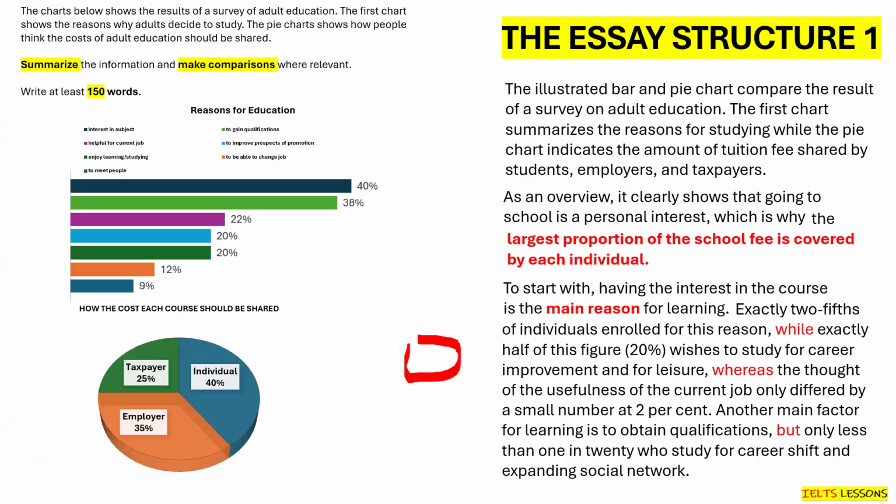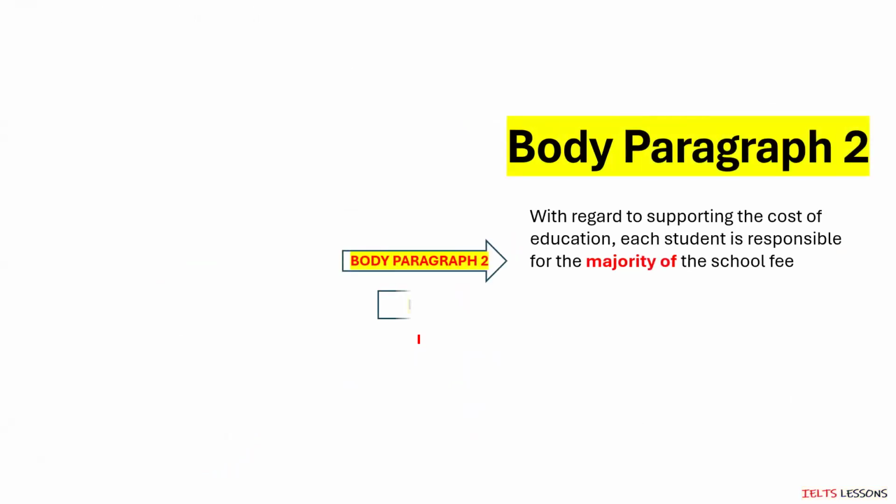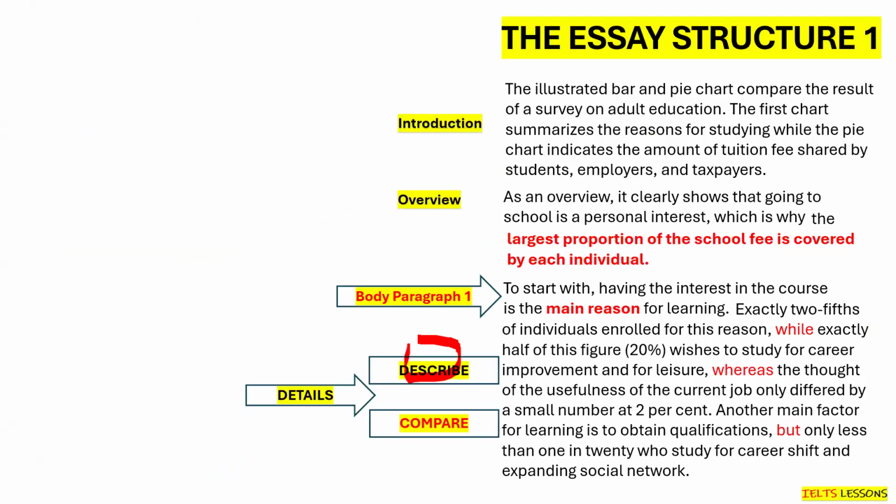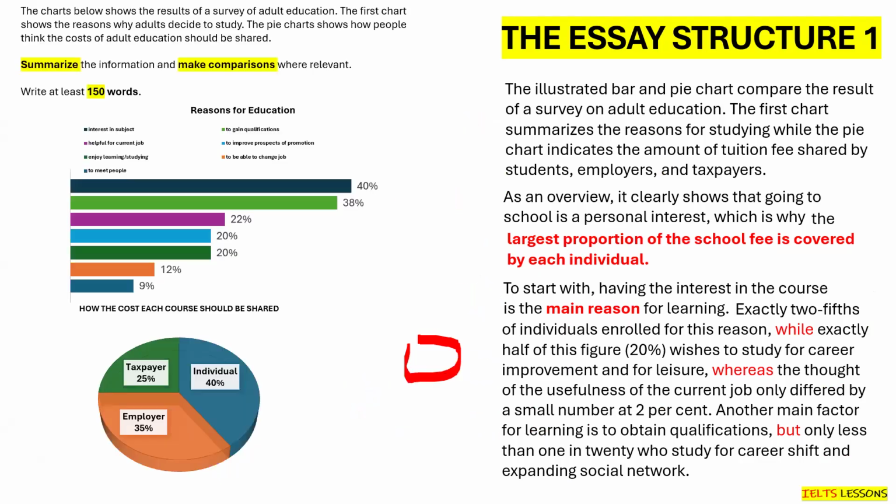All right, and this is body paragraph 2 for the first structure, the most common structure. Again, the most common essay structure for writing task 1 is that there is an introduction followed by an overview, then followed by one or two body paragraphs. Later on, you will understand why I say one or two body paragraphs.